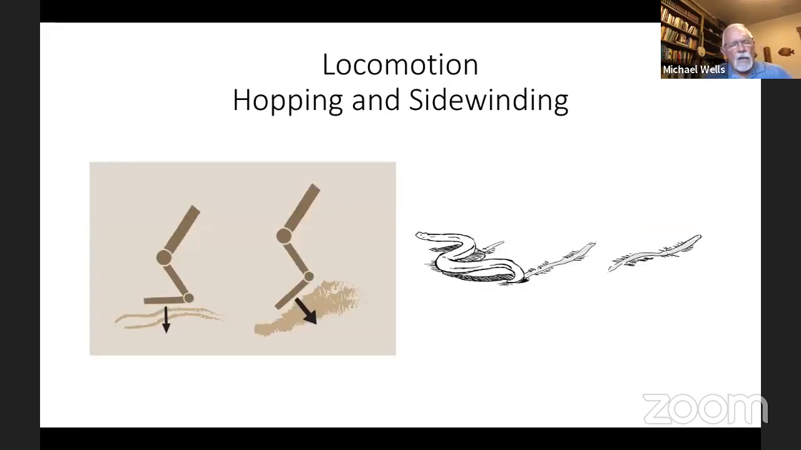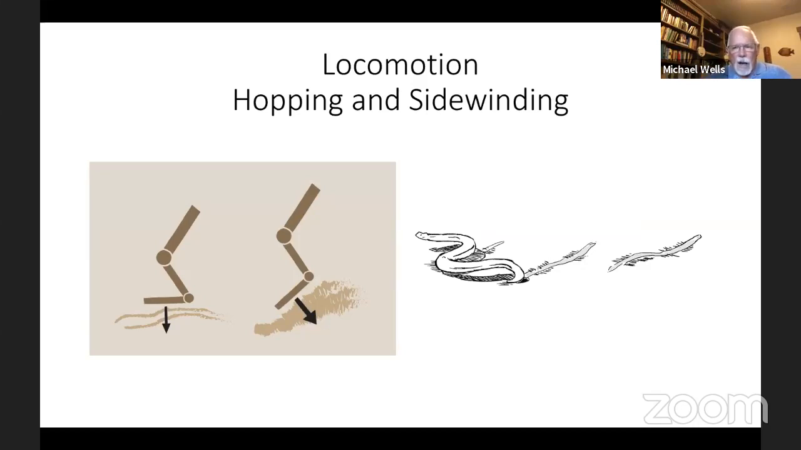Also, locomotion. Again, because there's not much organic matter in desert soil, it tends to be loose. And so animals that have to get around in the desert do so in ways that are adapted to that type of substrate. And one is by hopping.